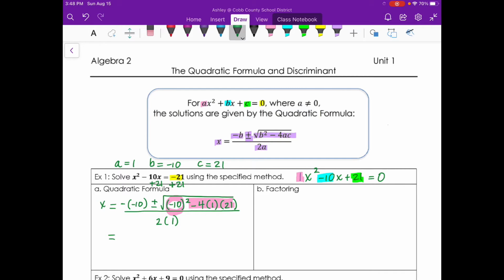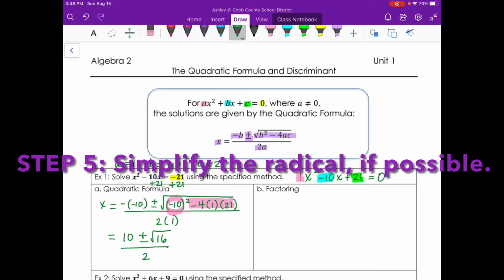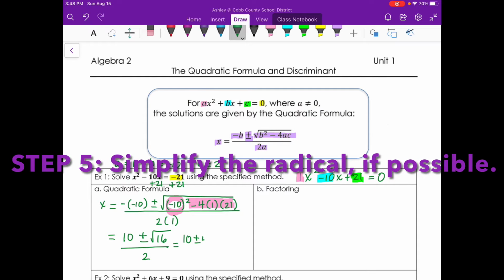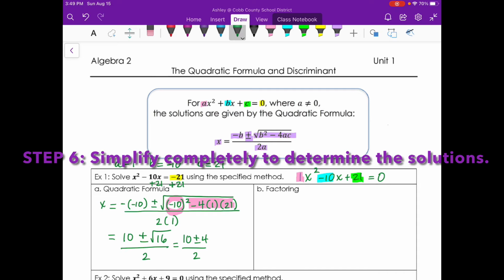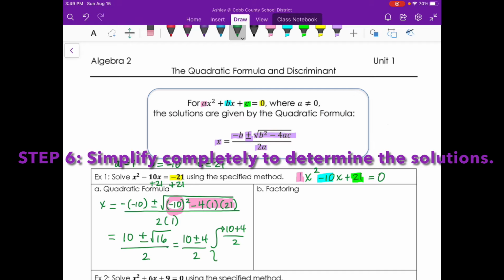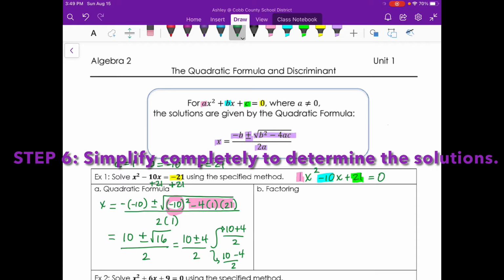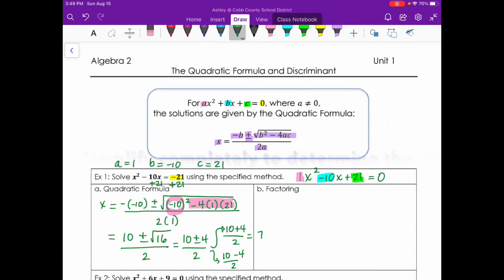So that gives me, now I have a positive 10, because negative times negative is positive, plus or minus the square root of 16 all over 2. Now, of course, I can take the square root of 16 and make that a 4. So I have 10 plus or minus 4 all over 2. And now to find my two solutions, I'll do 10 plus 4 over 2, and I'll do 10 minus 4 over 2. 10 plus 4 is 14, divided by 2 is 7. 10 minus 4 is 6, divided by 2 is 3. So my two solutions for this equation are 3 and 7.